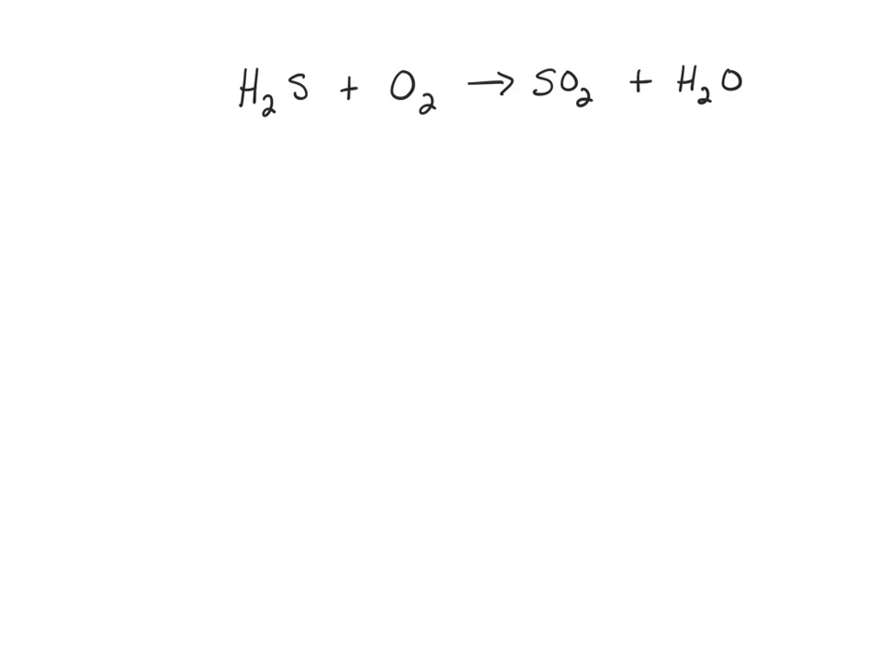All right, this is an example of how to do a stoichiometry problem. This is an example, and you should come up with something different. So I took H2S plus O2 will yield SO2 plus H2O, which is, of course, water.